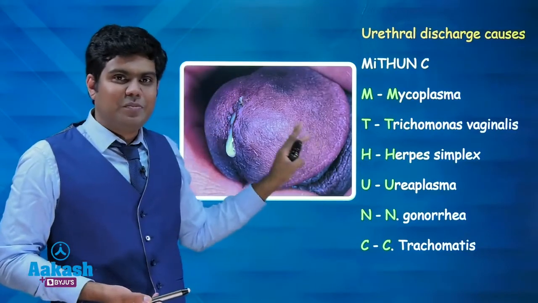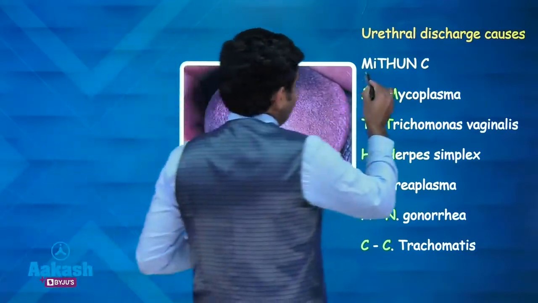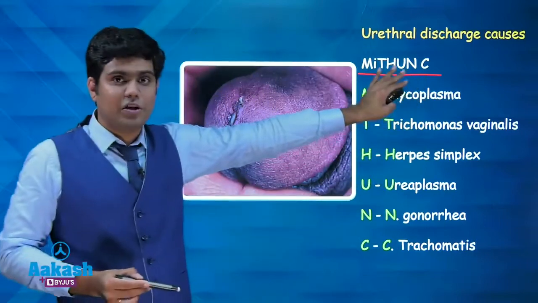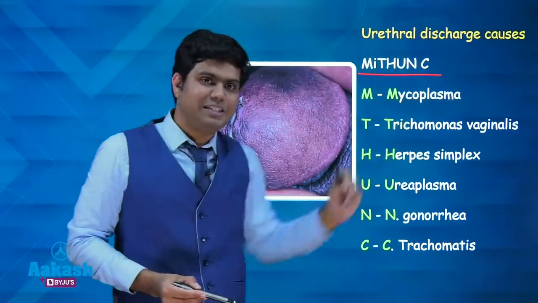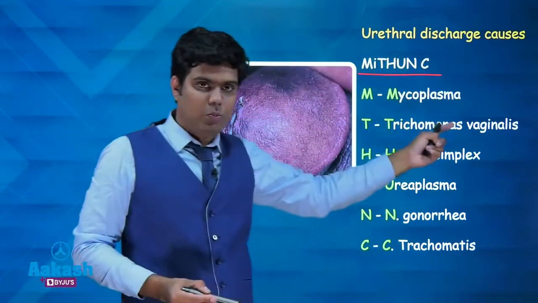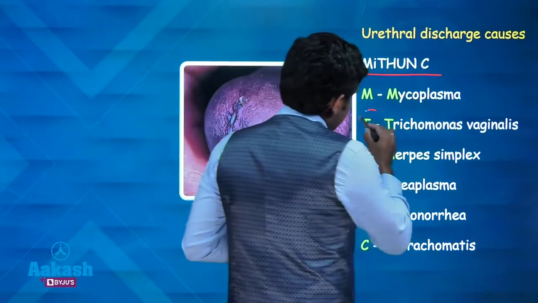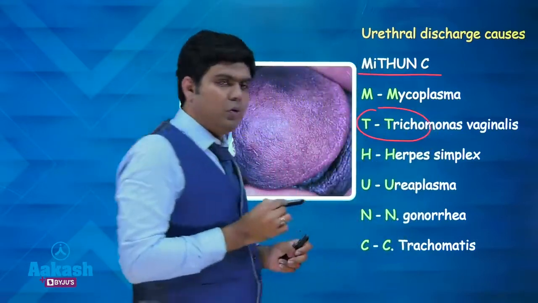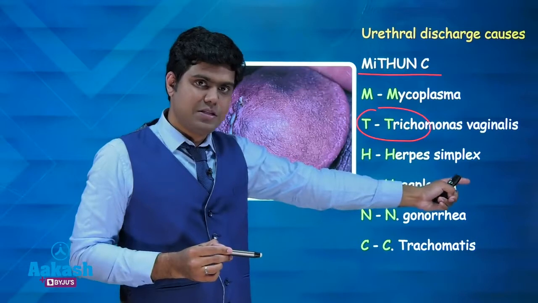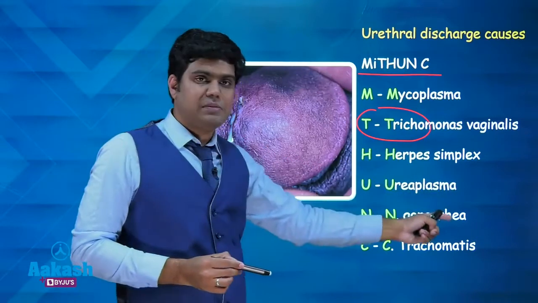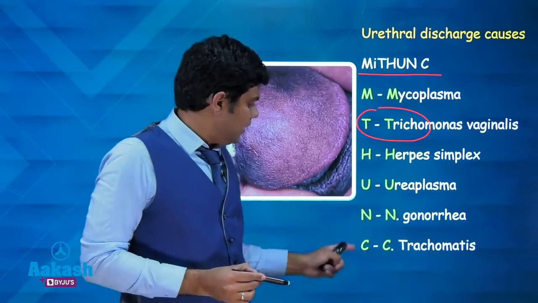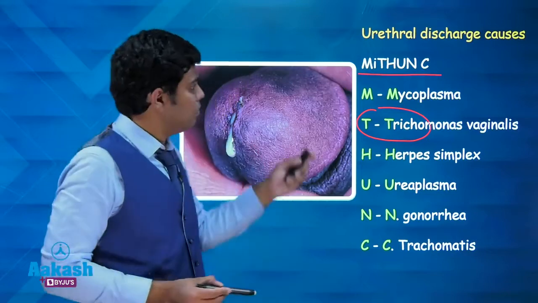I've got again a wonderful mnemonic, Mithun Chakra. So what is the meaning of this? These are the organisms responsible for urethral discharge. M for mycoplasma, T for trichomonas, H for herpes simplex, U for ureaplasma, N for Neisseria gonorrhoeae, and C for Chlamydia trachomatis. So remember Mithun Chakra.